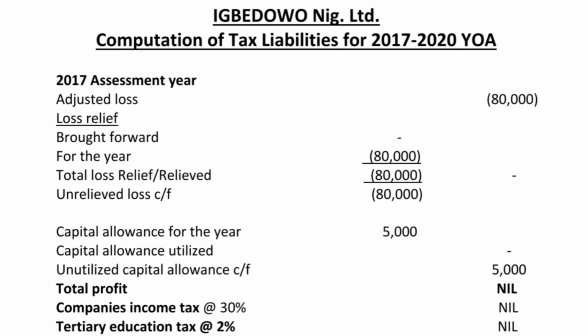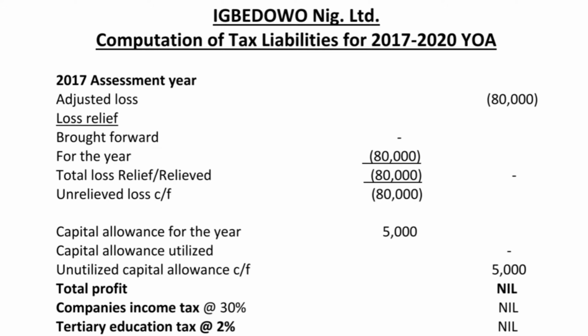You know, there's a video on capital allowance on my channel if you want to understand capital allowance. Okay, so the total profit is nil. I mean, there's no profit in that year. CIT at 30% is nil. You can't charge tax on the loss, and your education tax at 2% of assessable profit is nil.